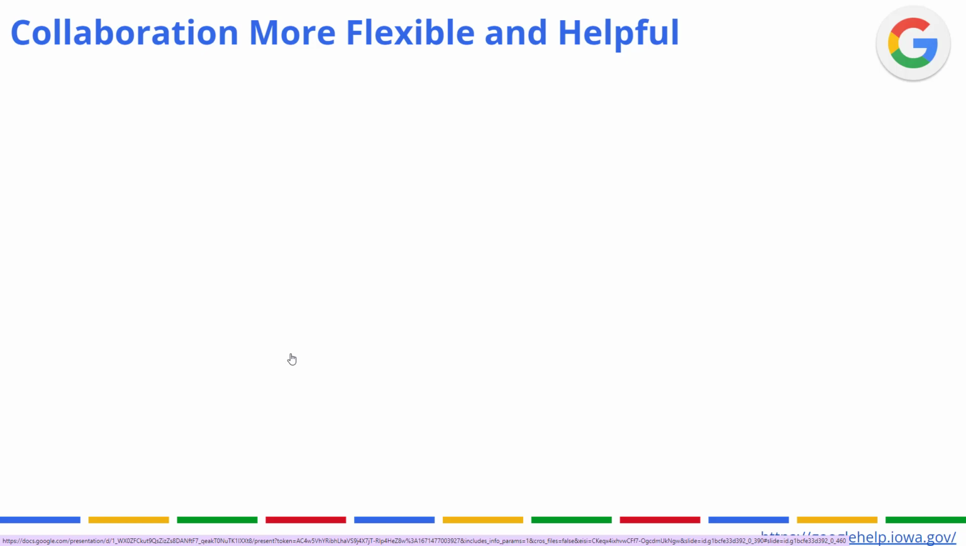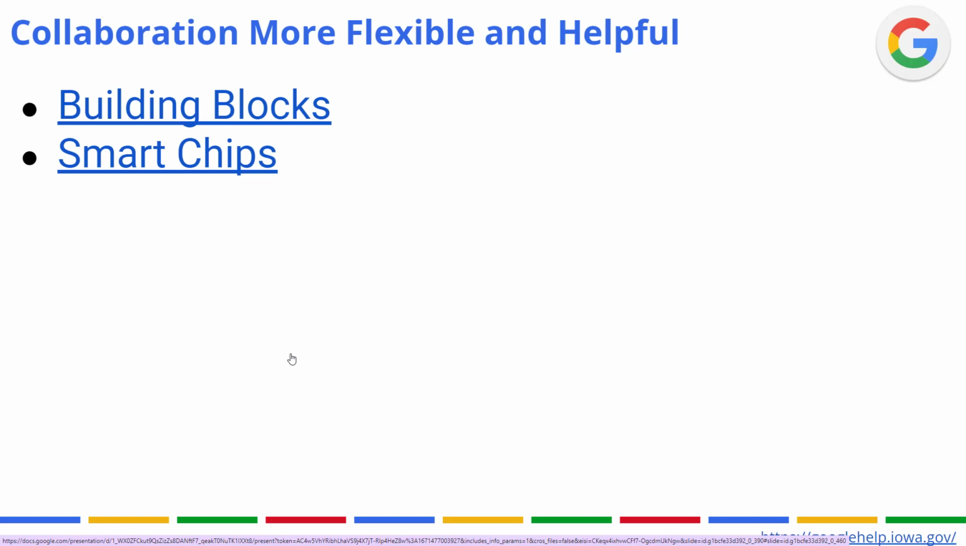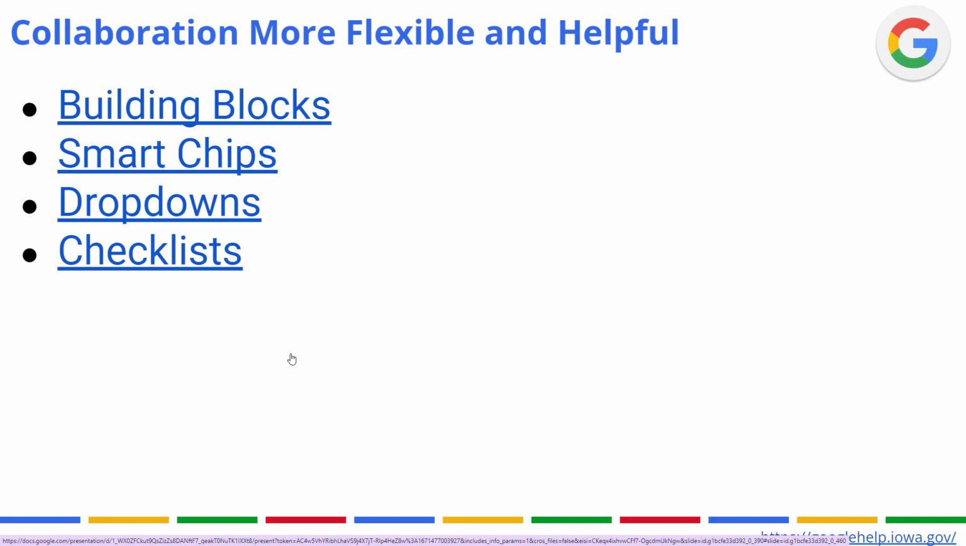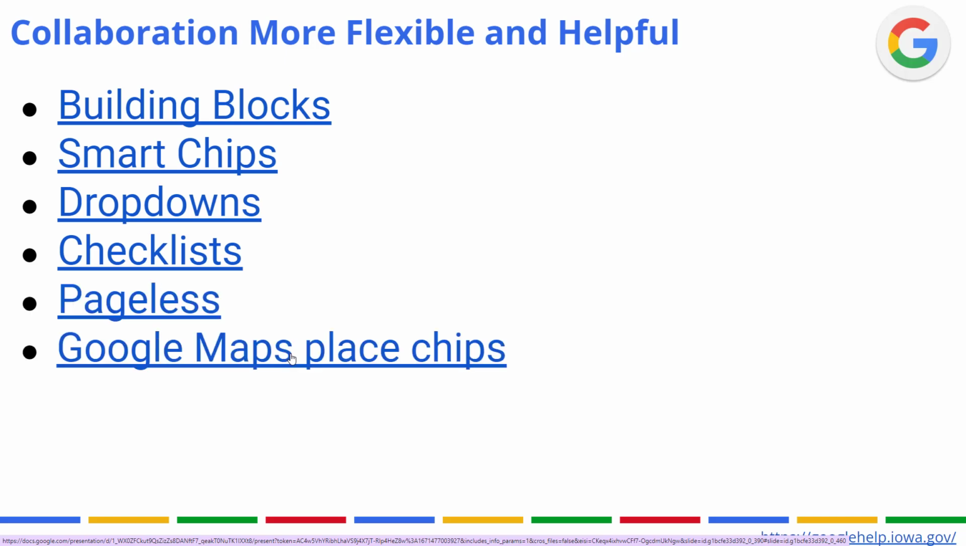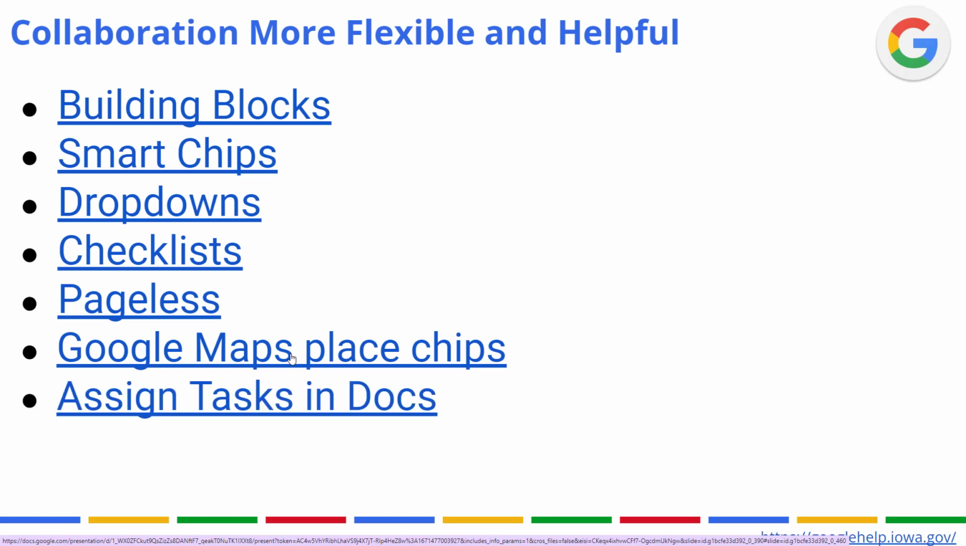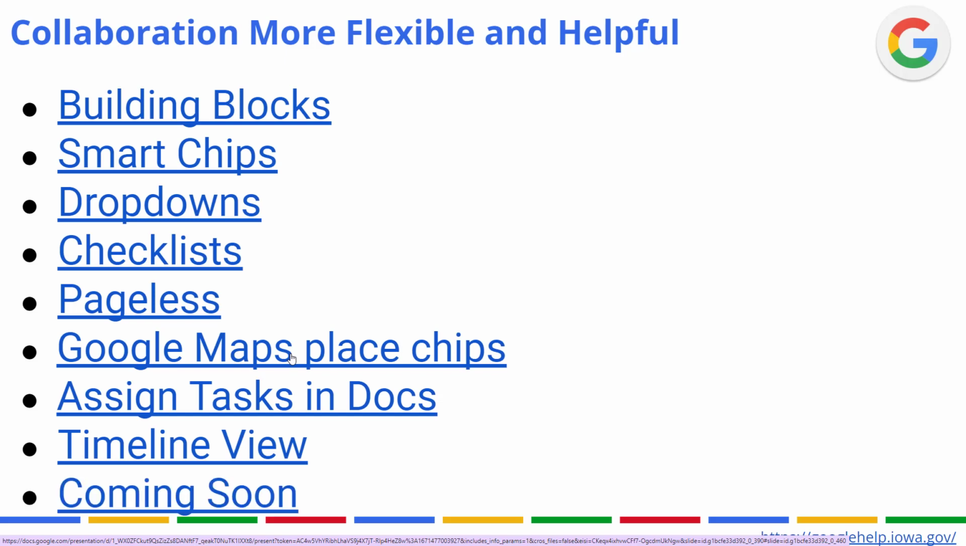Let's talk more about the terminologies and words that you might see in your menu items within Docs and Sheets, such as building blocks, which is a new option that you have within Docs and Sheets. The other one is smart chips. Another common vocabulary that you have seen now within the new Smart Canvas concept. Dropdowns is another one. Checklist, page lists, Google Maps place chips, assign task in Google Docs, timeline view, and more coming soon.